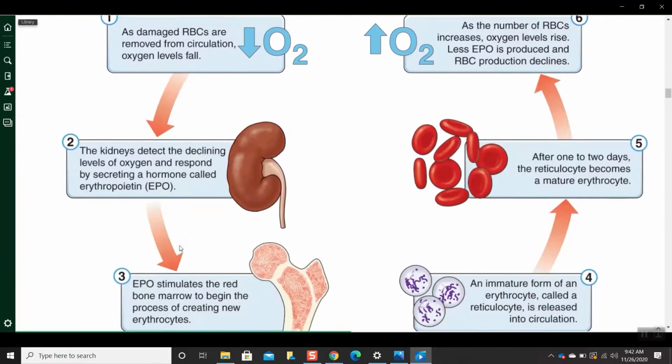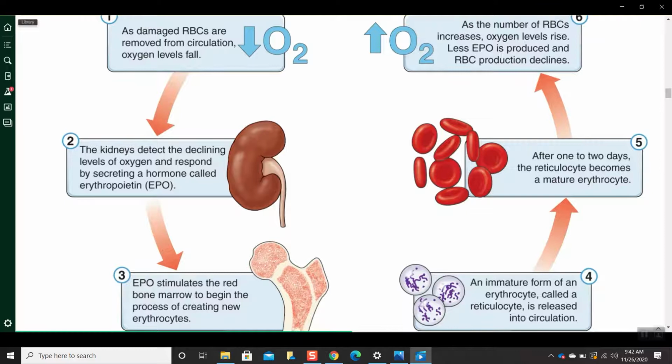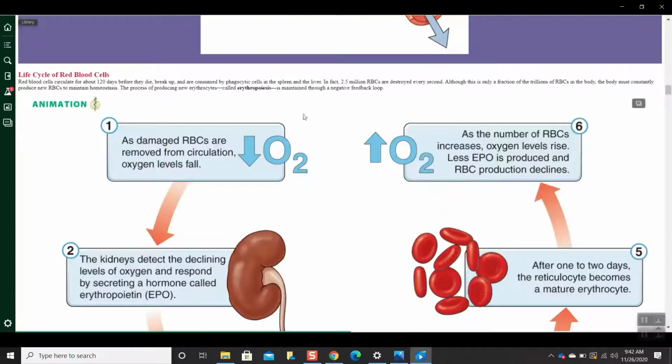You need to know the term erythropoiesis. So erythropoiesis is the production of new erythrocytes. And remember, an erythrocyte is just another term for a red blood cell. So erythropoiesis is the process of producing new red blood cells, or new erythrocytes.